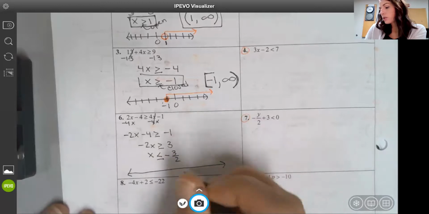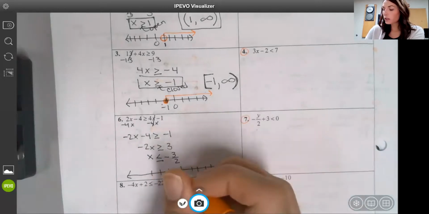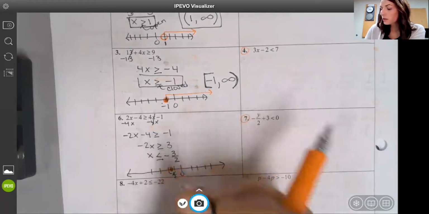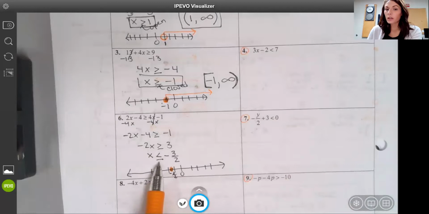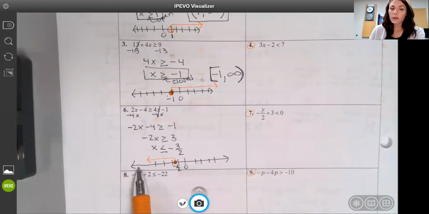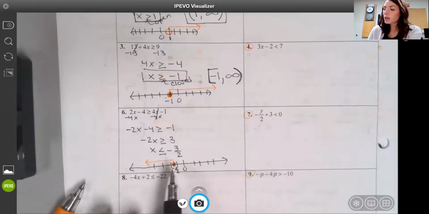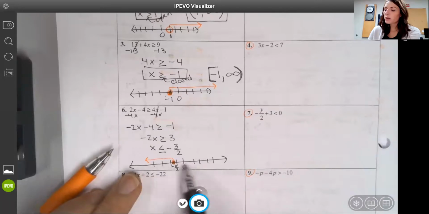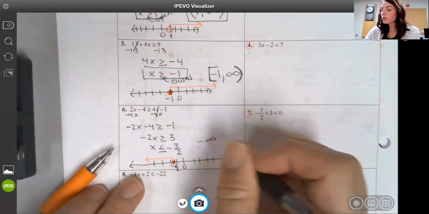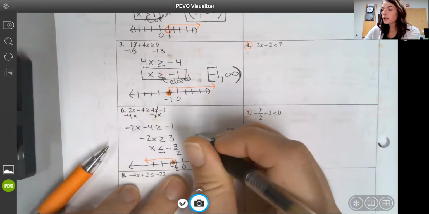I can represent my solution on a number line. -3/2 would be between -1 and -2. Closed circle because of the inequality that I have, and then I'm going less than, so I'm going to the left with my arrow. I can also represent this using interval notation, and so this time it's less than, so my number set here that would be a solution for x would be all my negative numbers, so -infinity up to -3/2 and including -3/2.